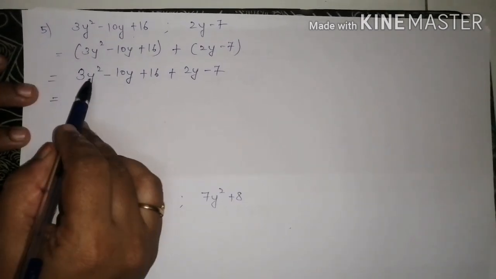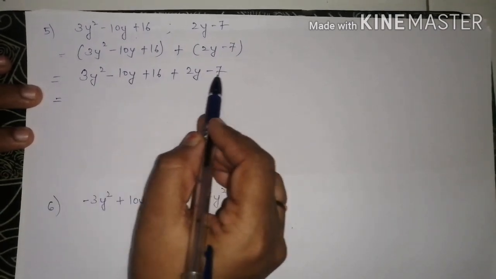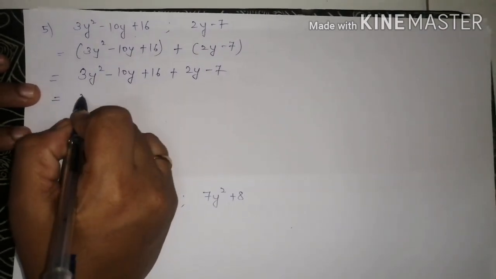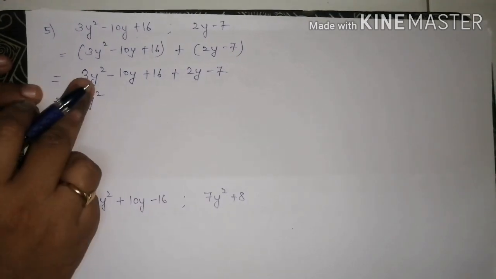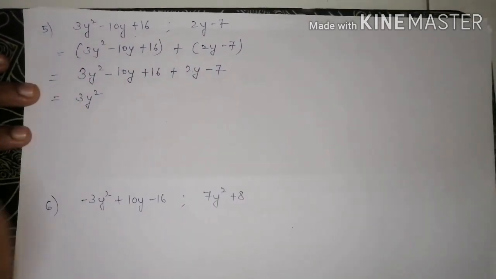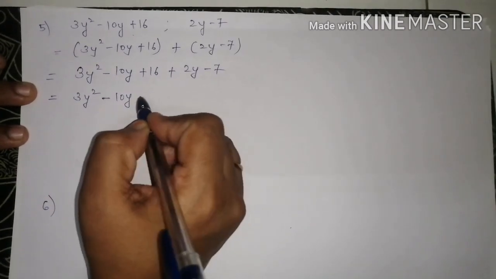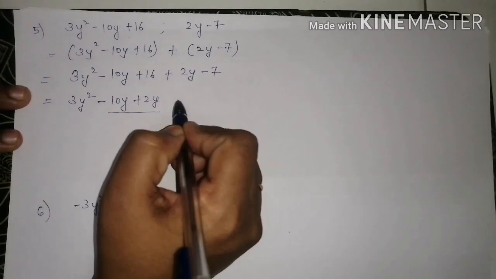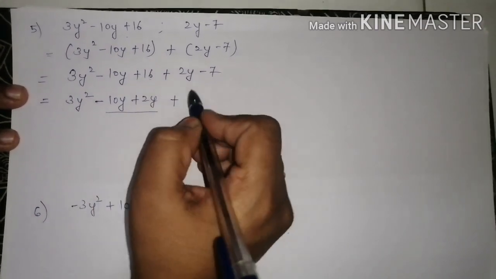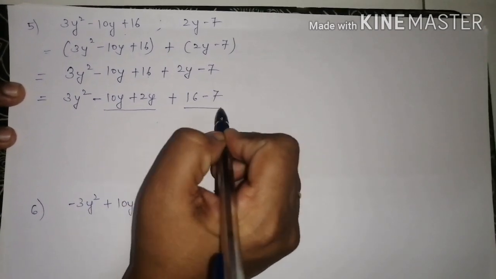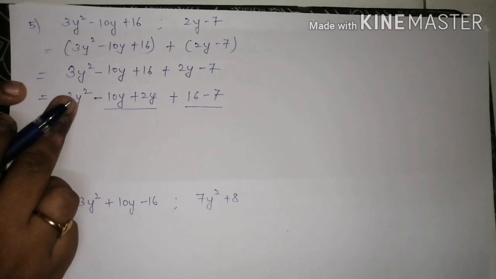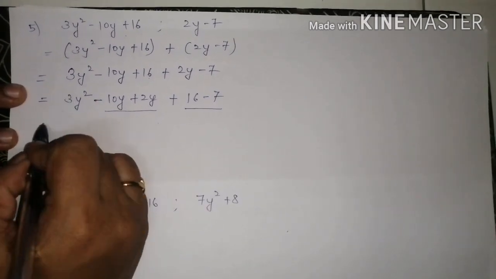Collecting like terms. 3y²: is there any y² term? No. So keep this term as it is. If there is no term of y², keep it as it is. Next one is −10y. A y term is there, plus 2y, so we have to put these together. Plus 16 and minus 7 are numbers, so these two are the only like terms. This one we write as it is.